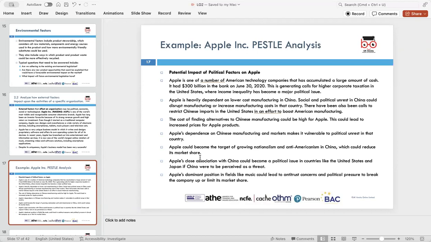Antitrust concerns and political pressures to break up Apple or limit its market dominance could arise as a result of the company's strong position in other industries, including music.